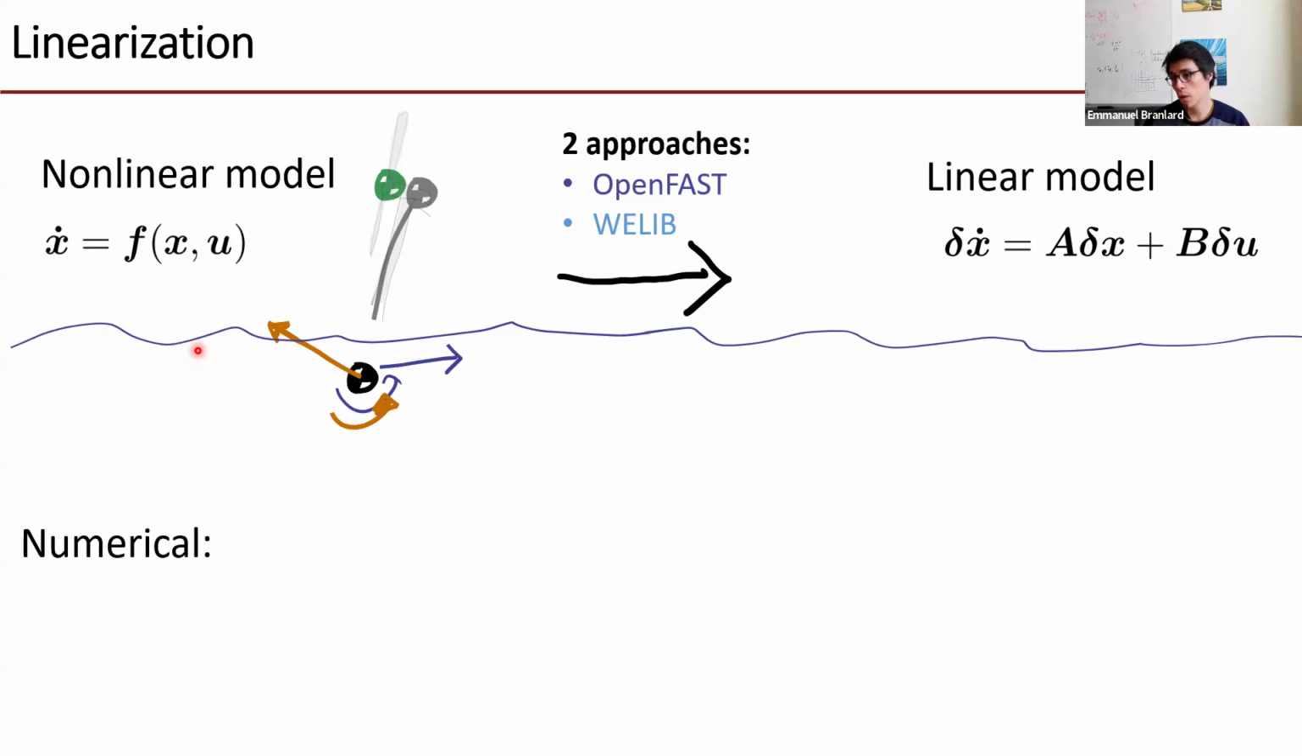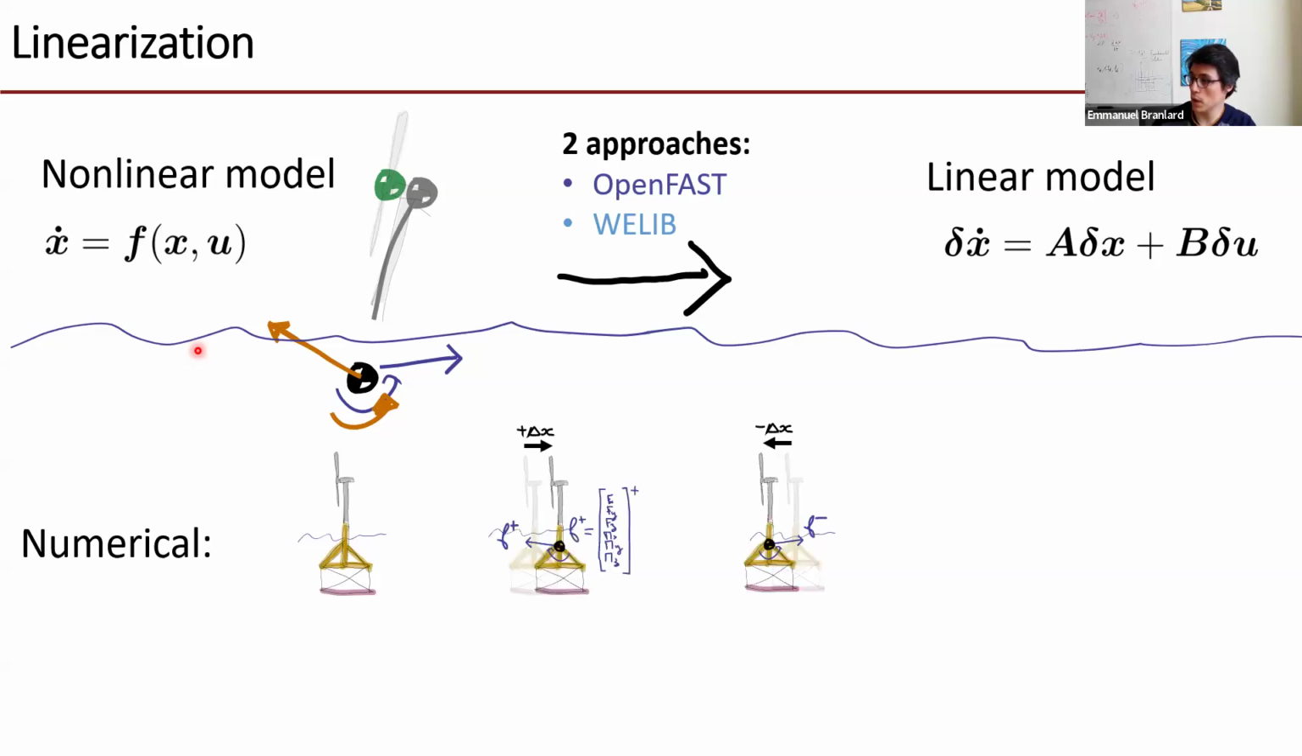OpenFAST mostly does linearization numerically, which means you introduce a small perturbation of your state. So for instance, you displace your structure by a small delta x. You look at what your force is. Then you displace your structure in the other direction. You look at what your forces are, and then you do a finite difference, and you get an estimate of the stiffness.